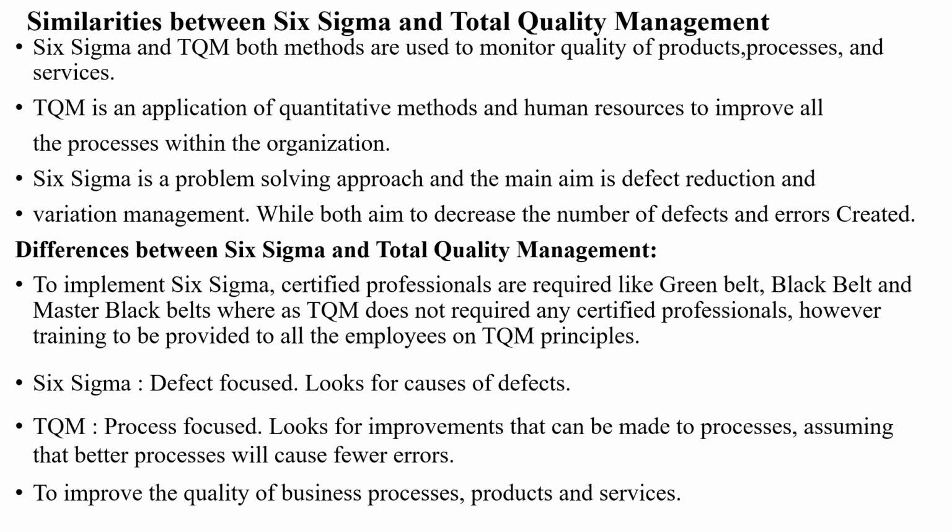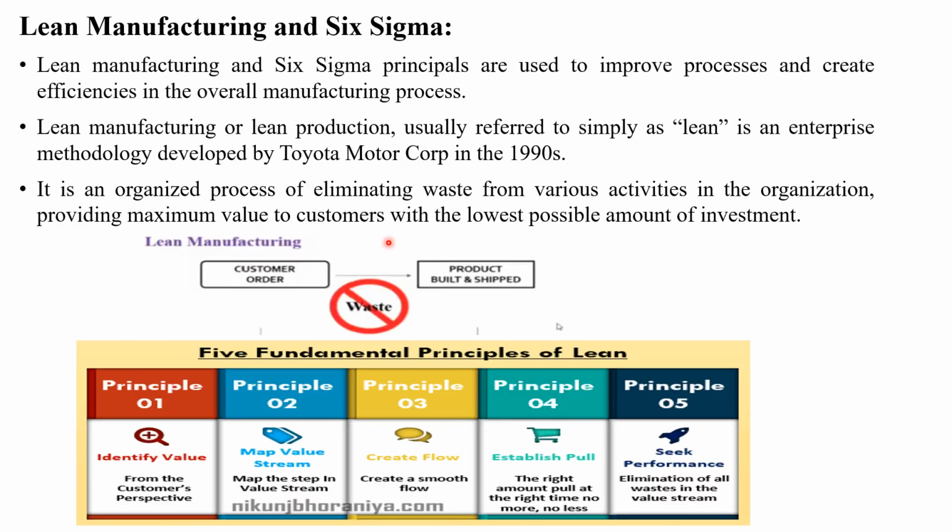Six Sigma focuses on the defects, and you identify the causes of the defects. TQM focuses on the process, and we can improve each and every process, and we will reduce the errors by using TQM, and improve the quality of business processes, products and services. This is about TQM. Now coming to lean manufacturing and Six Sigma.